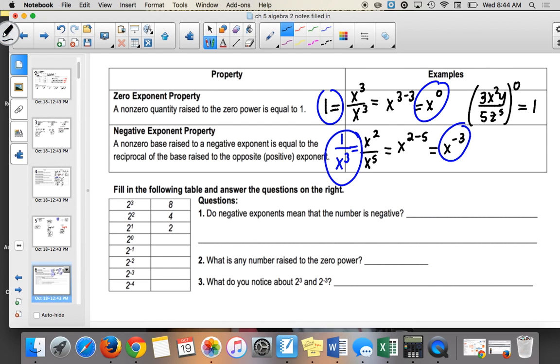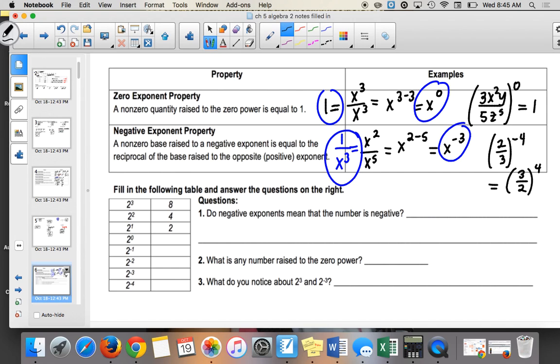It says a non-zero base raised to a negative exponent is equal to the reciprocal of the base. So if I had something like 2/3 to the negative 4, that's kind of weird. We don't want to do 1 over a fraction, right? That would be really strange. So instead what we do is we flip the whole base and write it as 3 over 2 and then raise it to the positive 4.